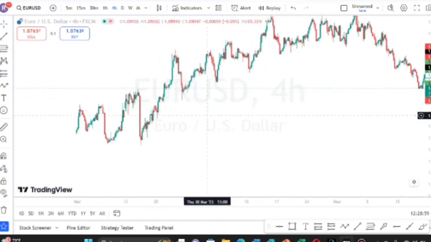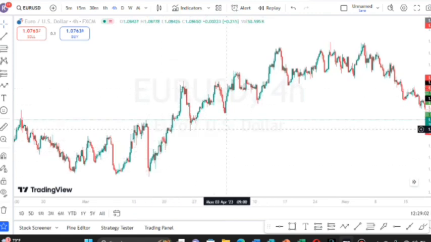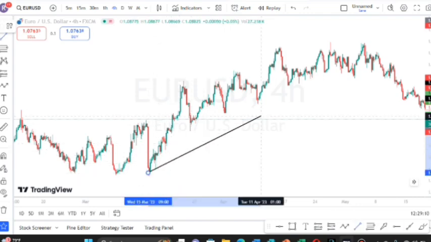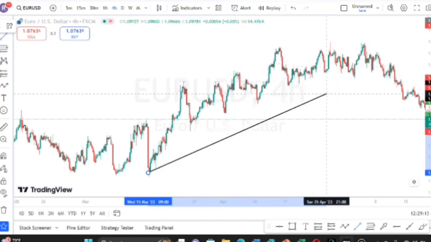Okay, so examples are very many. As you can see how my charts are looking, it's very clean. My charts are very clean. As you can see, in an uptrend, you could look for buy opportunities only.